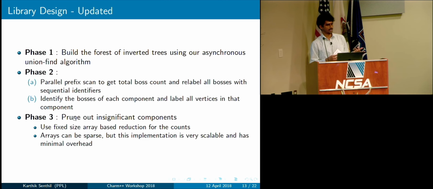Now in the pruning phase, for the reduction, instead of constructing complex map-based data structures, you would just build a fixed size array, since you already know the total boss count, and you'll reduce these arrays for a sum reduction. Note that these arrays can be sparse on different chares, but we noticed that this implementation is highly scalable for especially large node counts, and it has much lesser overhead compared to our previous implementation.